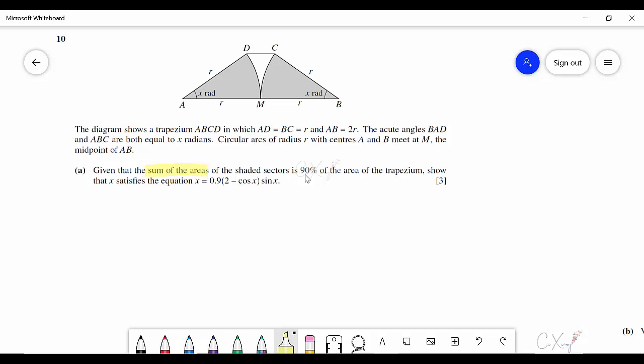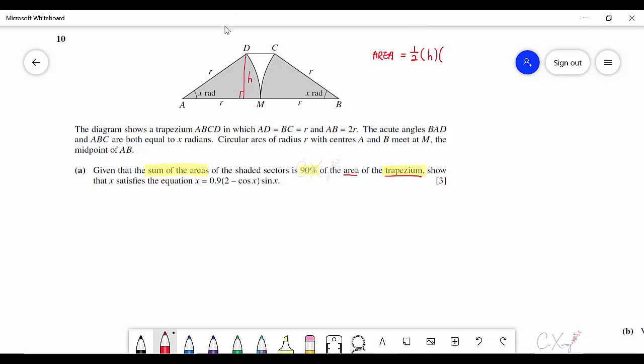It's 90% of the area of the trapezium, and show that x satisfies the equation for this one. So I think maybe we need to do some preparation for the area of the trapezium first. How to find the area of a trapezium? The area of a trapezium is equal to half multiply with the height. So where is the height for this trapezium here? Generally the height will be this one. I will assume that this is the height, and then multiply with the sum of the two parallel lines.